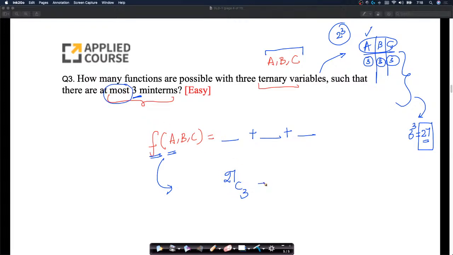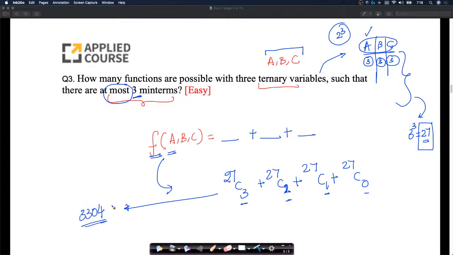So this is 3 minterms. This is 2 minterms. This is 1 minterm. This is 0 minterms, because it says at most 3 minterms. So we could have 3 minterms, 2 minterms, 1 minterm or 0 minterms, right? If you simplify this, again, some of you wrote this expression also. You might have to use a calculator for this just for speed and to avoid silly mistakes. The answer is 3304, right?